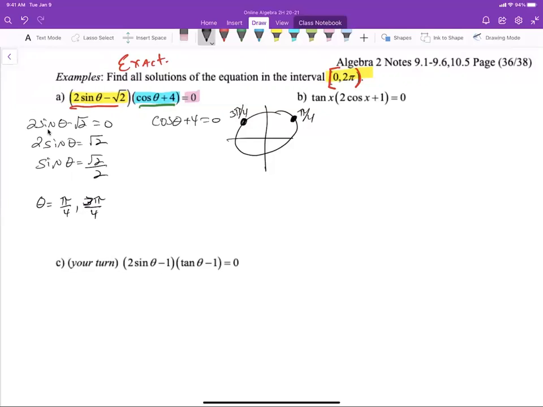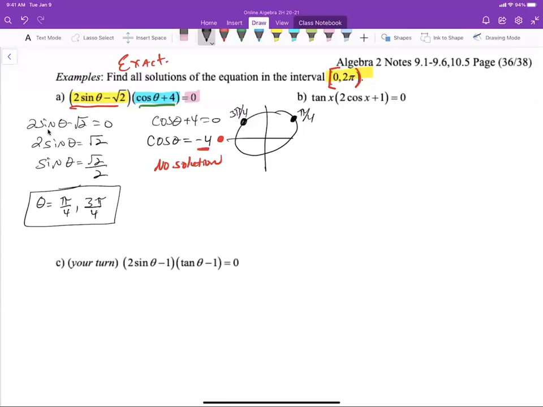Now let's go and see what else it's equal to. I need to subtract 4 from both sides, and I get negative 4. And I have to find where on the unit circle my x value, this is cosine, equals negative 4. Well, that's outside of my unit circle, so this is no solution. And so therefore, these are my only answers. Let's clean that 3 up. That is 3 pi over 4.